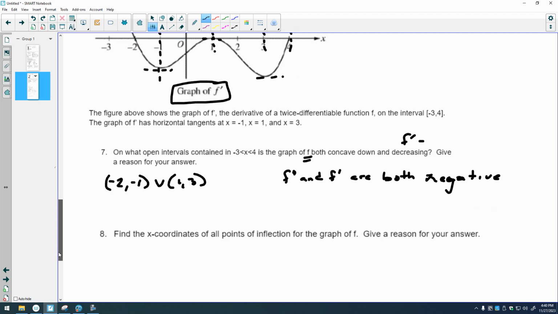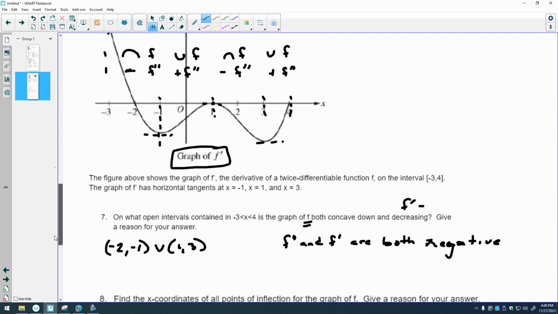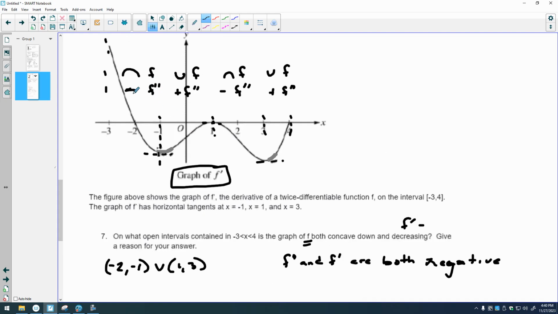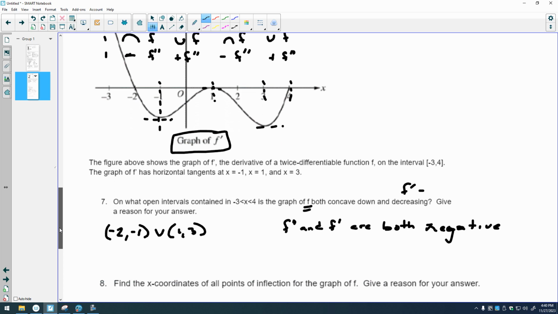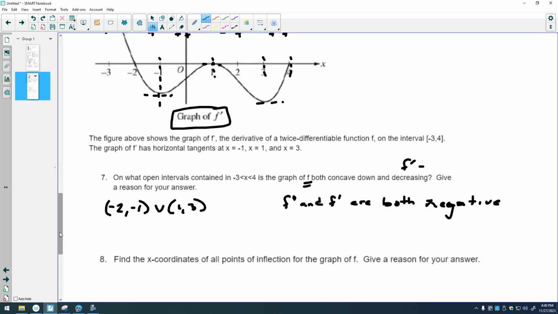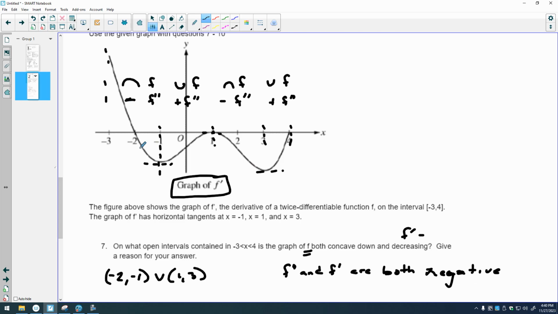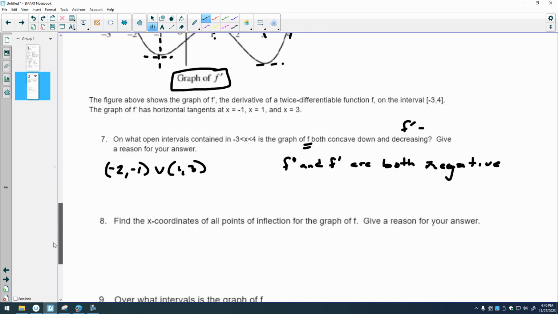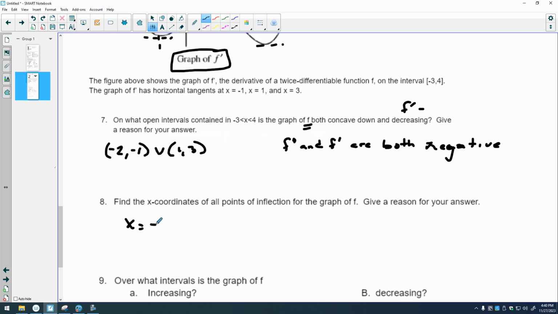Okay, number 8. Points of inflection. Well, we kind of already talked about it. Points of inflection are where my second derivative is 0 and where it switches signs. So we already did this. Second derivative is 0 right here, right? Because f prime has a horizontal tangent, meaning f double prime is 0. Here, here, and here. So at x equals -1, +1, and 3.